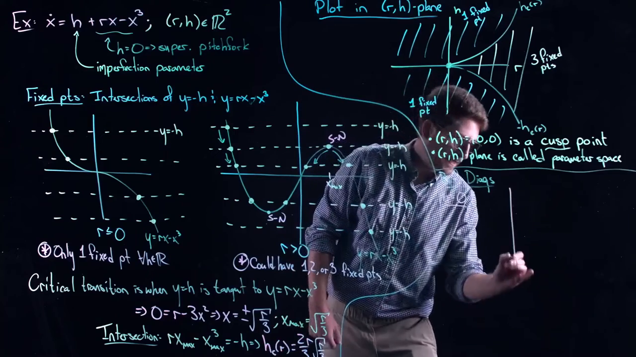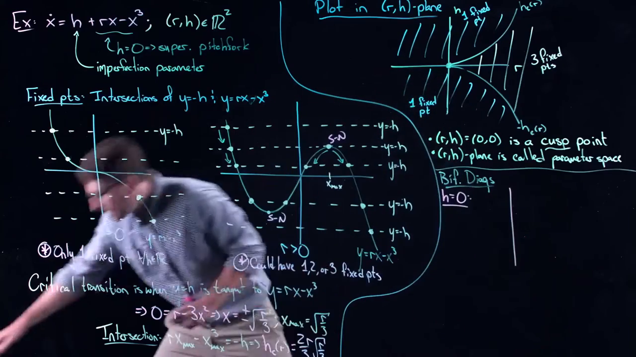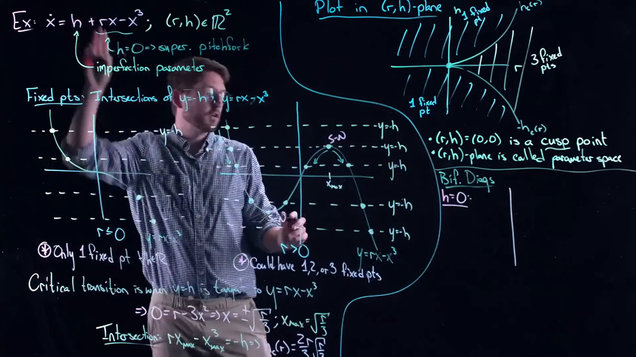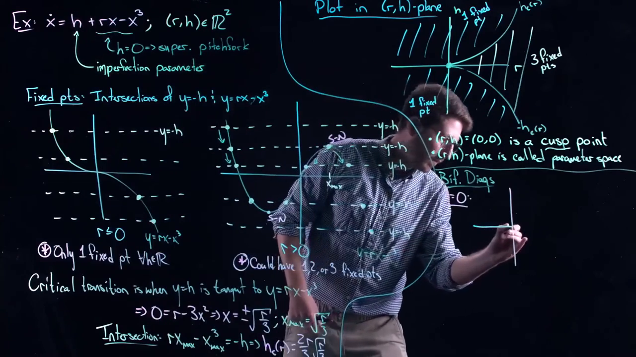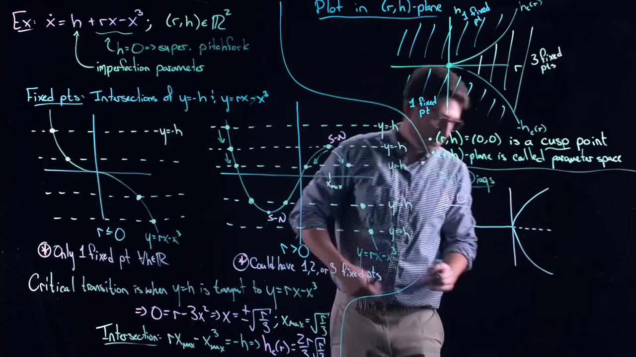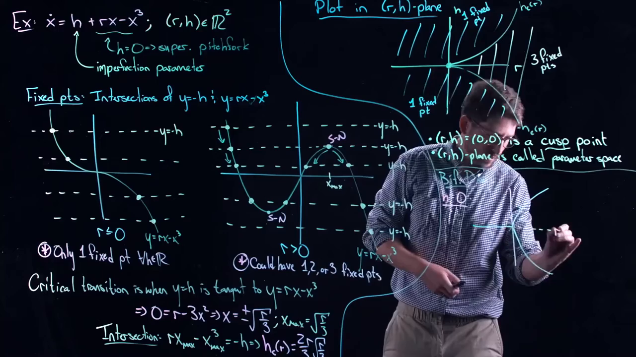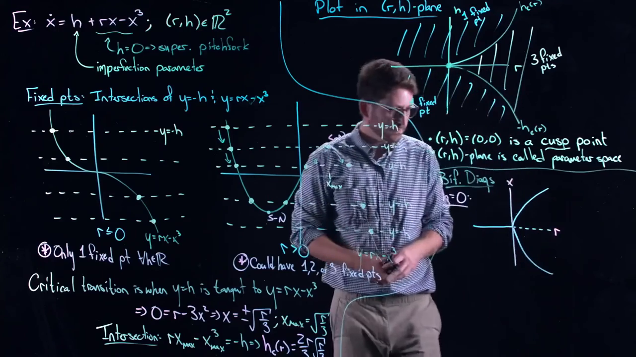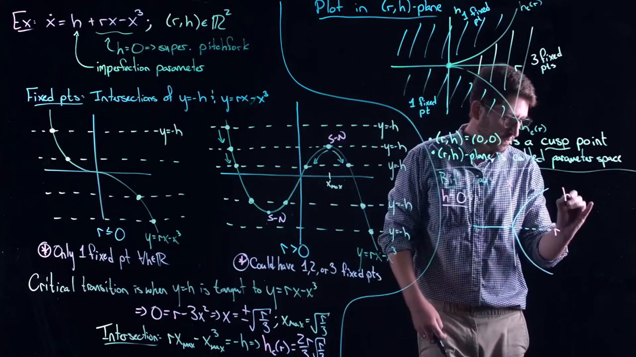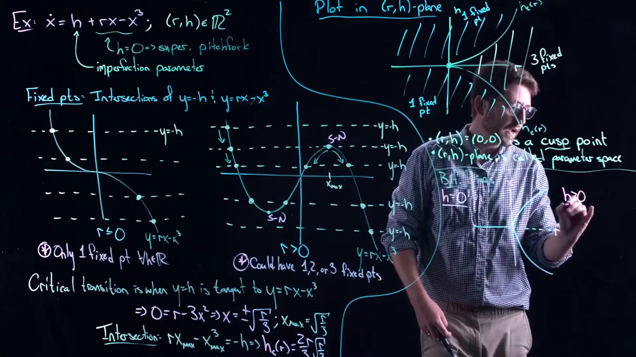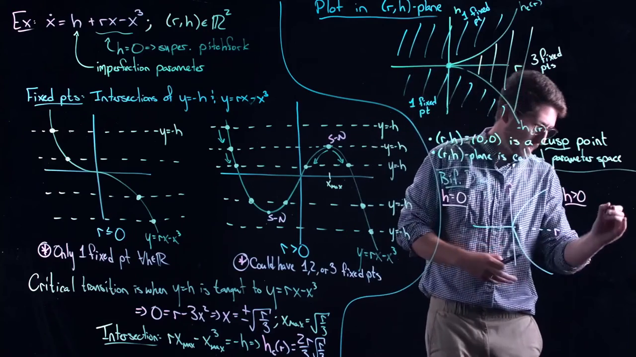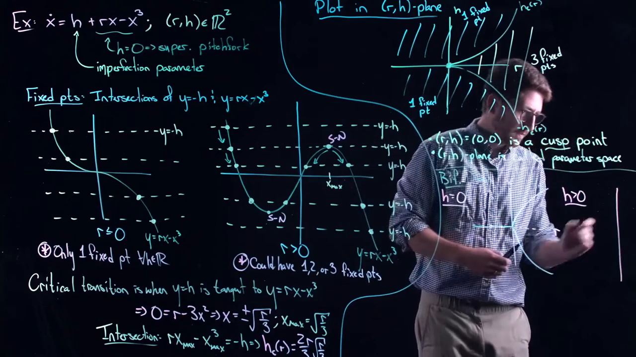Well, we've already seen h equal to 0 before. This is just your sort of standard pitchfork, supercritical pitchfork bifurcation. So, nothing fancy, right? Here's r, here's x. What about when h is positive? The same thing happens when h is negative. So I'm only going to draw one of them, okay? This is x.